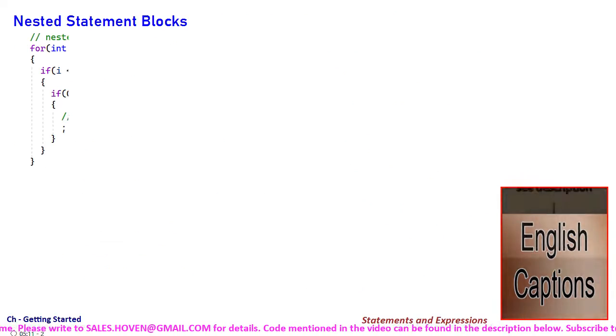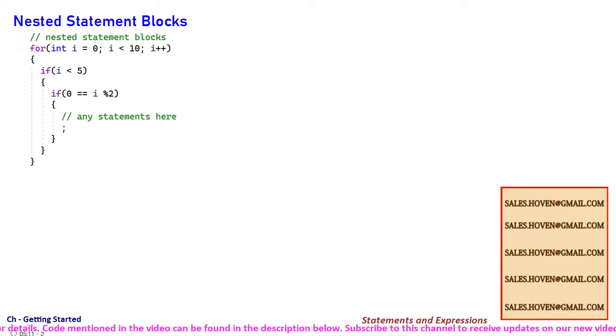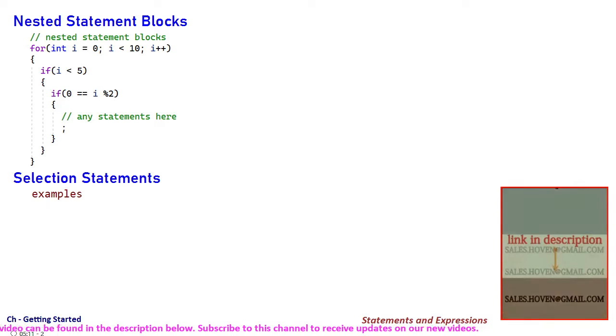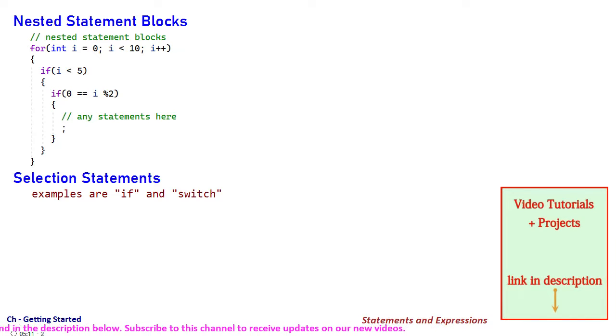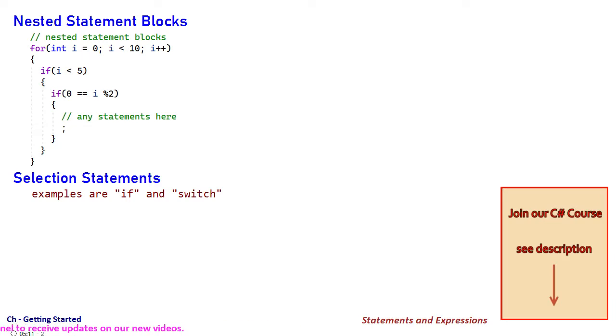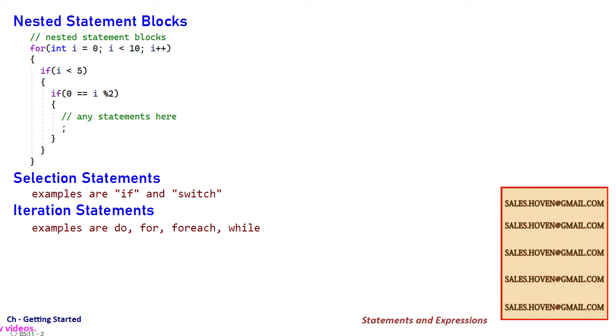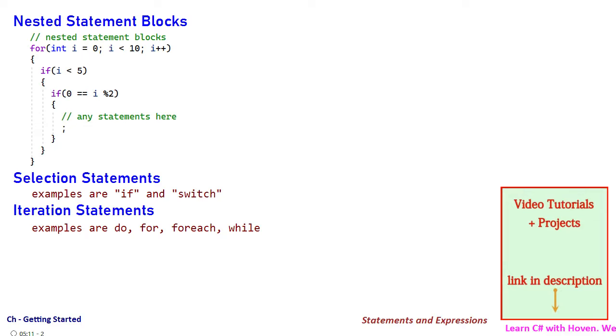Then statement blocks can be nested also. For example, this for loop contains a nesting of if statements. This is also possible. Then decisions are made with selection statements. Examples of selection statements are an if statement and a switch statement. Looping is done with iteration statements. Examples are do loop, foreach, and while statements.